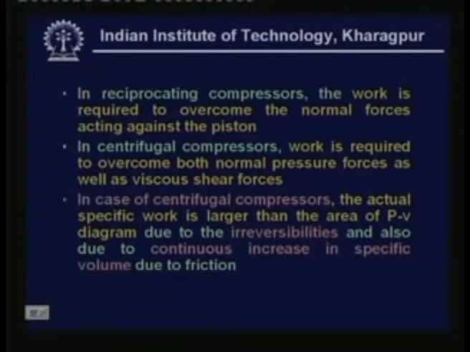In case of centrifugal compressors, the actual specific work is larger than the area of the PV diagram due to the irreversibilities and also due to continuous increase in specific volume due to friction. So if you have a PV diagram of a centrifugal compressor, you cannot find out the work input from the PV diagram, because the area of the PV diagram does not give you the actual work input. You will find that the actual work input is always higher than the area of the PV diagram, and this difference is due to the irreversibilities, and also due to the fact that the specific volume continuously increases because of the fluid friction.